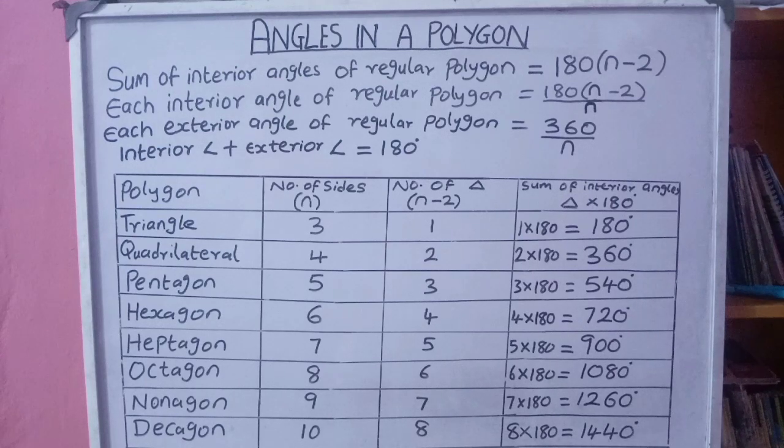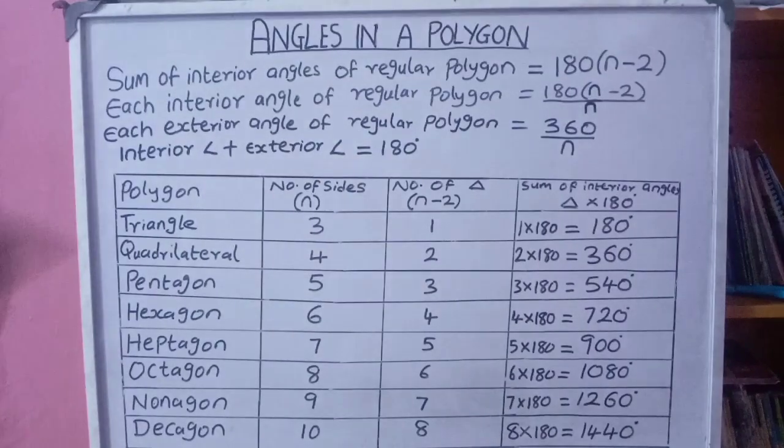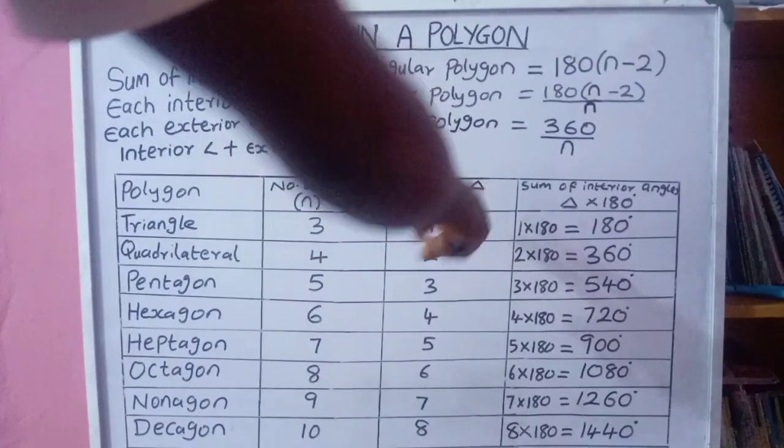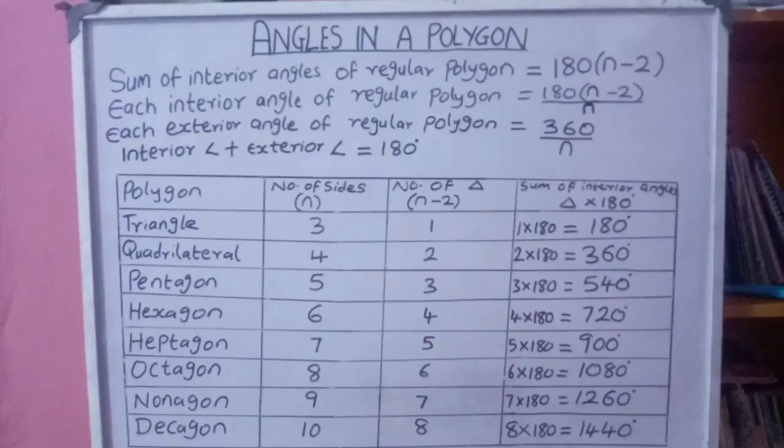So I'll be giving you the pictorial representation of some of these definitions here for you to be able to see it more clearly. Then we have the polygon's number of sides and number of triangles. This symbol represents triangles, and the sum of interior angles of any polygon.